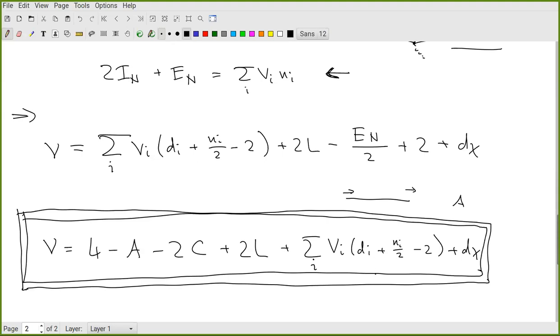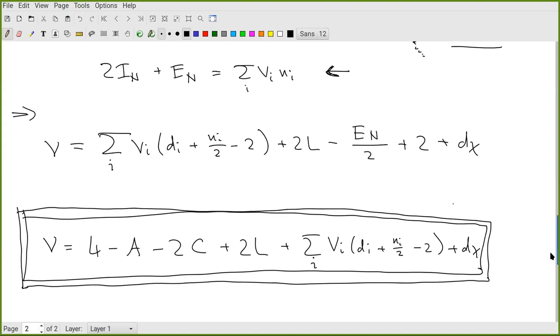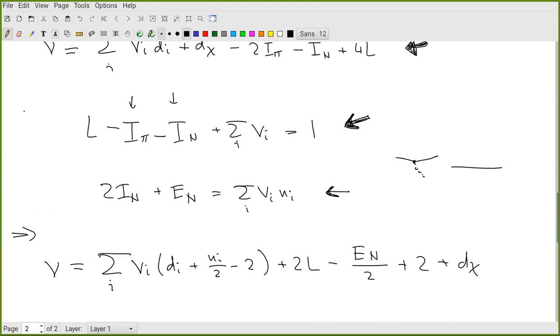And how do we get C? How do I get A? A is just A? Sorry, C. C is, so that's for one connected component.